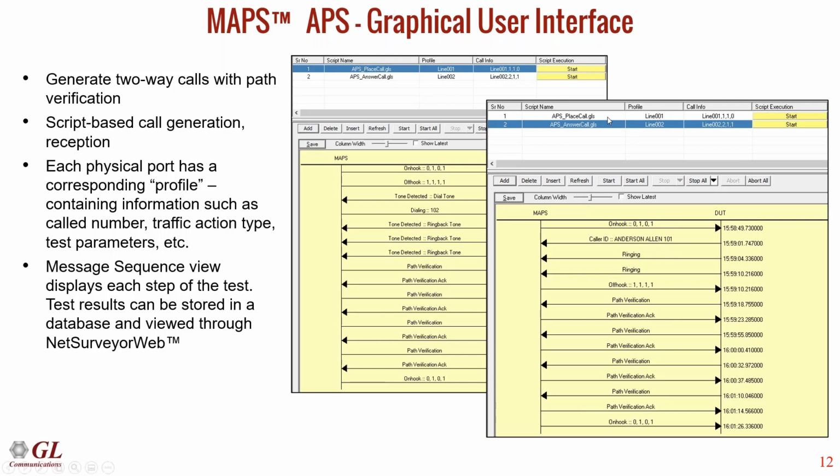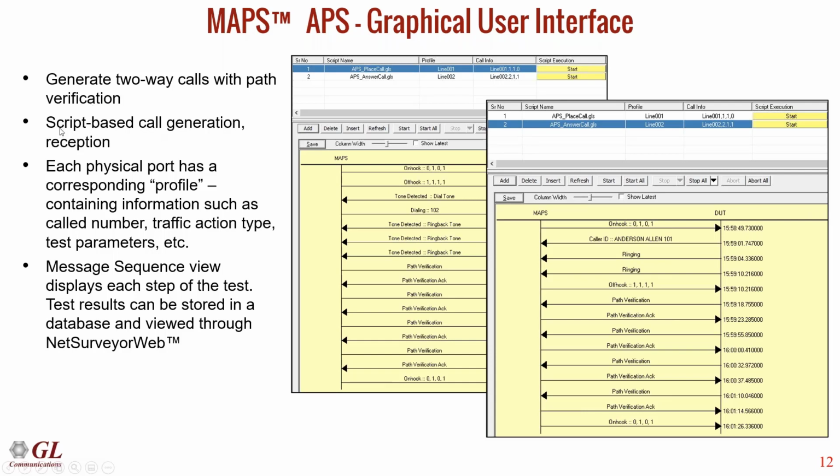Again, you can click on any specific call and start the call. You can place a call, you can answer a call. All of that is possible here. And again, you can have multiple calls running simultaneously. So yes, we can generate 2-way calls with path verification.